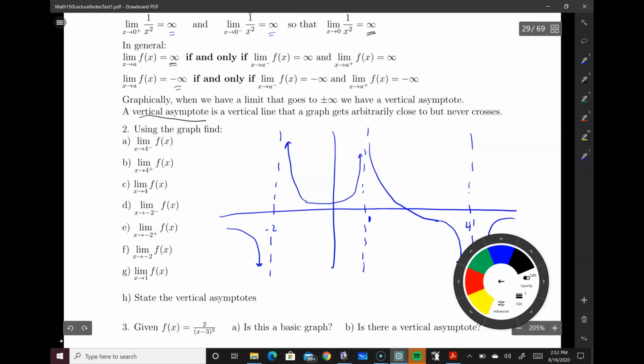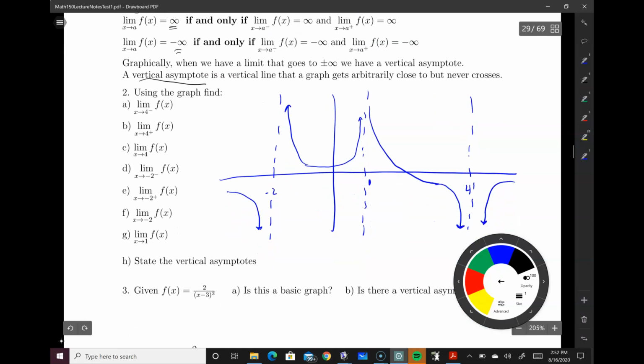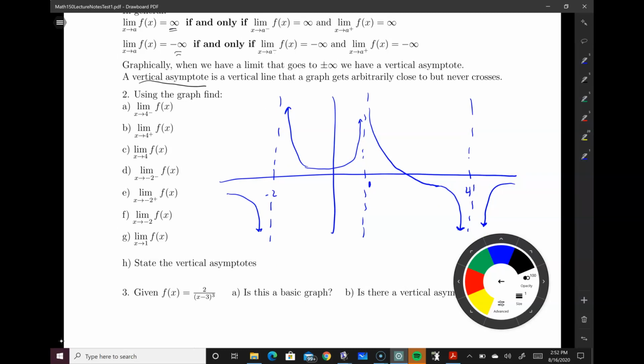All right, so let's look at this graph here. And you can pause it if you want to jot down some limits, but let's look and see what's happening. As I go towards 4 from the left, jump on the graph, the y values are going to negative infinity. Go towards 4 from the right, the y values are going towards negative infinity. So what's the limit as x goes towards 4 of the function?